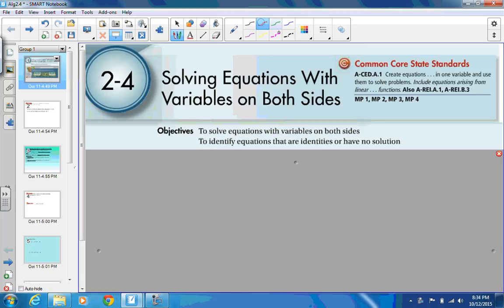The two goals would be to solve equations with variables on both sides, and that's what we're going to do today. And tomorrow we're going to do the second half of it, where we're going to identify equations that are identities or have no solution. That's what we'll talk about tomorrow, the second part of 2.4. So if you would like to write, this is our 2.4a, our first part of this.